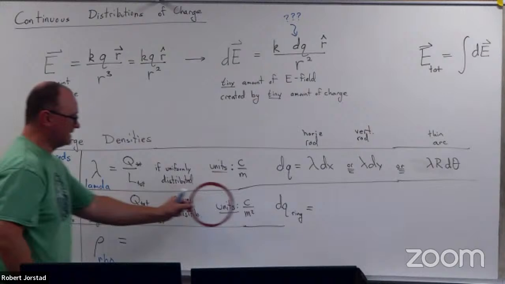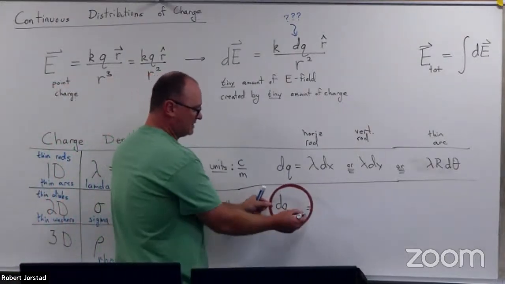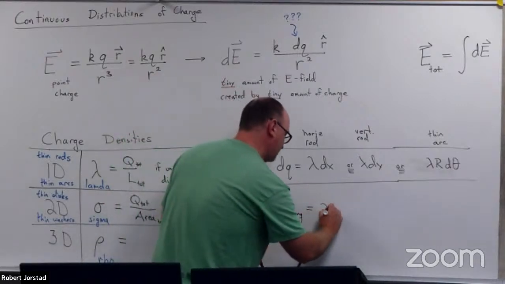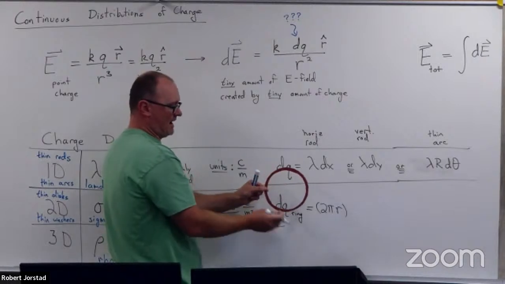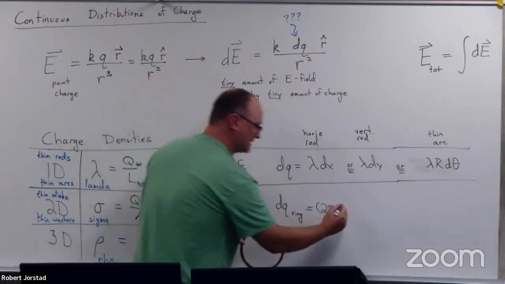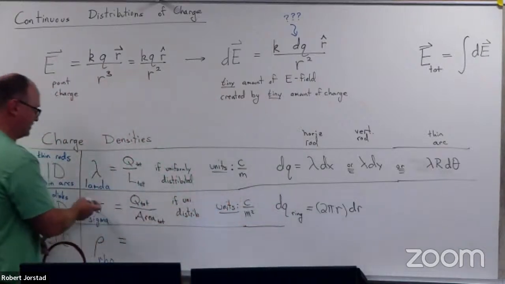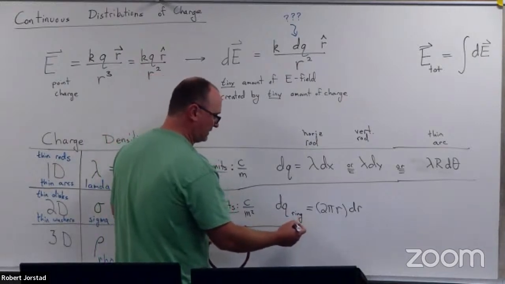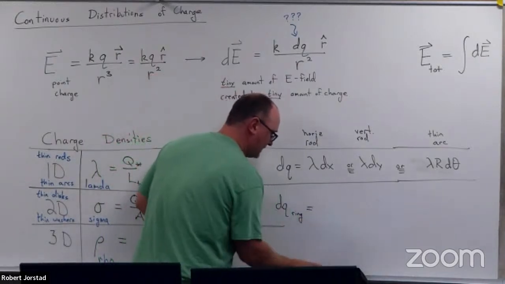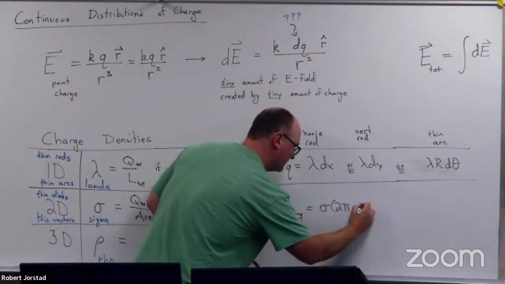So the idea is this is my small dq. And when I add up this, notice it's 2 pi r around. That's the distance all the way around. The thickness of this ring is dr. And then I need to multiply by the charge per meter squared. So how would I write that? Sigma 2 pi r dr.